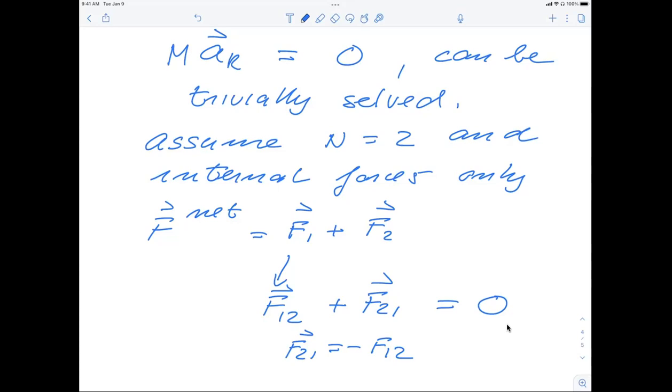Any questions? Does this sound reasonable? Yeah? Just to clarify, so when you say center of mass motion, you mean motion about the center of mass? Yes, okay. Yes. Okay.